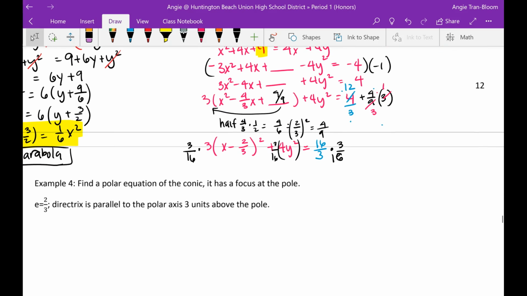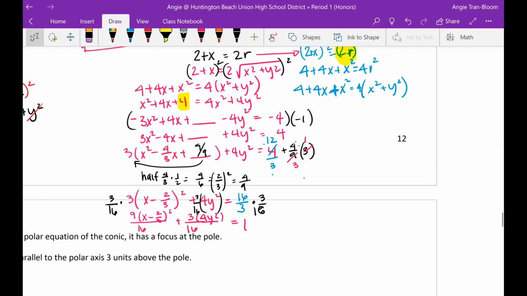So here's what you have. This is now 9 on the top, x minus 2/3 squared, 16 on the bottom. It's still not standard form, but don't worry, we'll get there. So this is 3 on the top, 16 on the bottom, and this is really 4y squared. And yes, we can totally distribute that soon, but give me a second to fill that out. Remember, not all of us can jump ship so quickly.